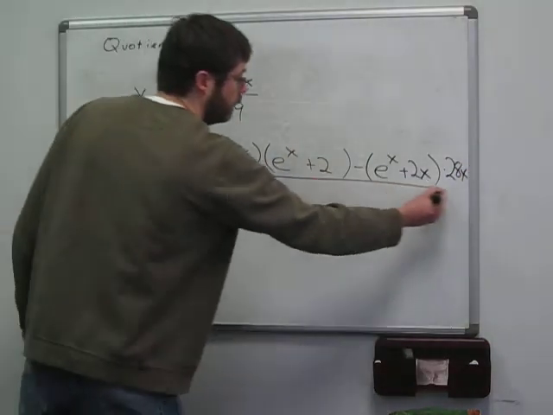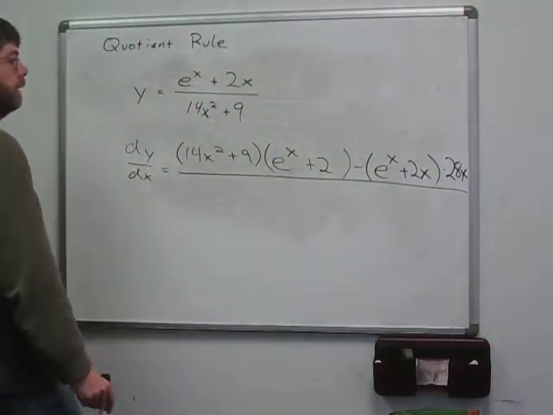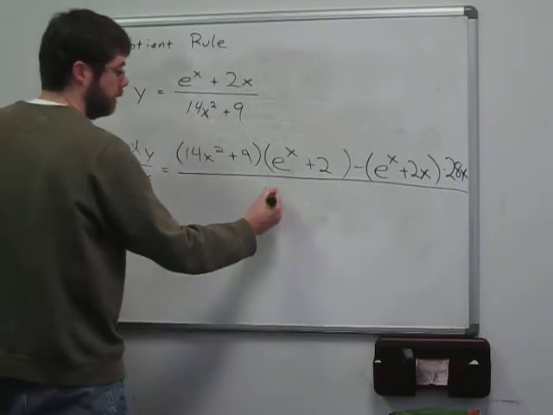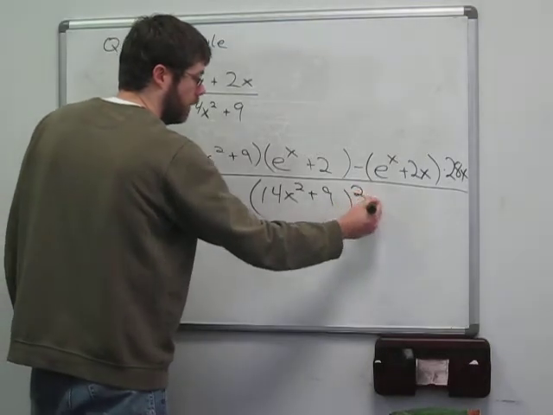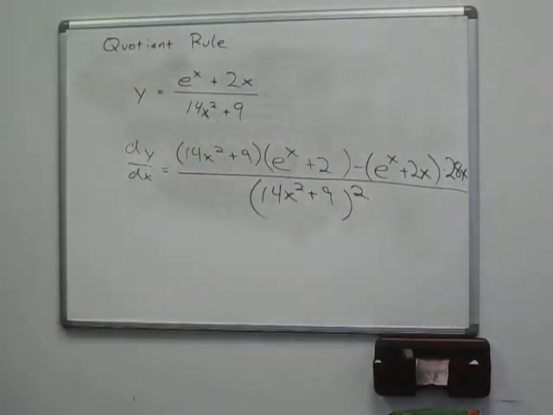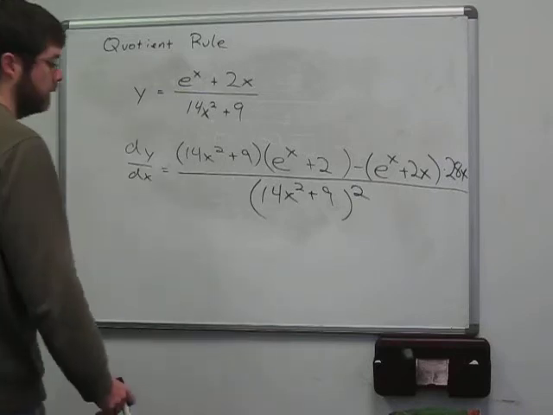And this entire expression is divided by the bottom squared. So 14x squared plus 9, quantity squared. And again, in the course that I'm teaching, we don't require simplification, so we'll stop there. Let's try another one.